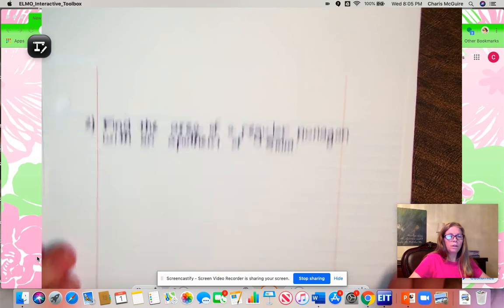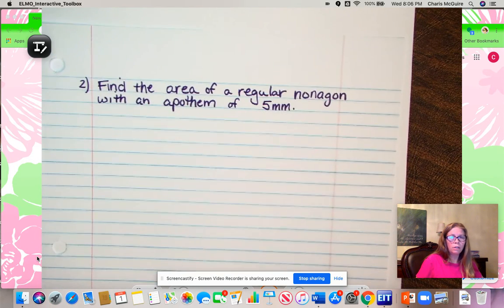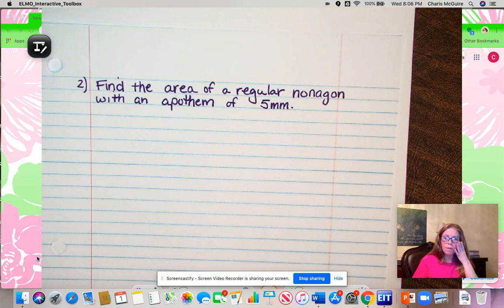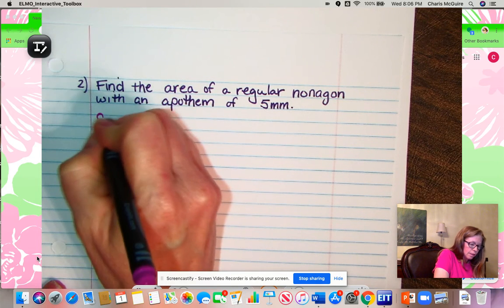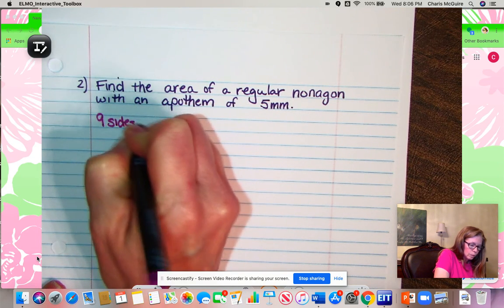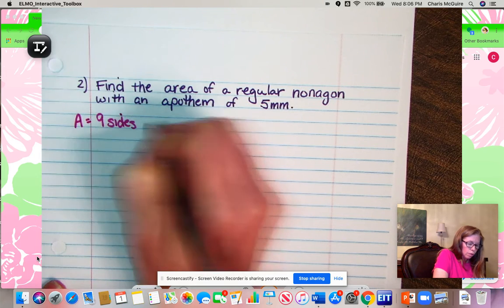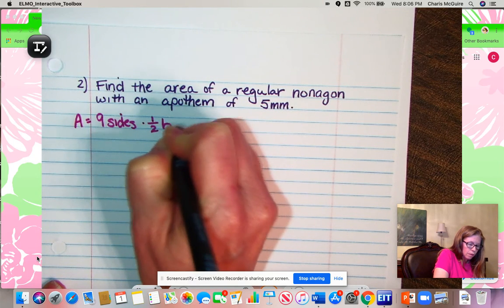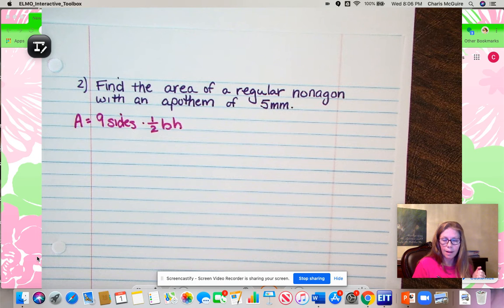Number 2, we are going to find the area of a regular nonagon with an apothem of 5 millimeters. All right, so nonagon. How many sides does a nonagon have? Well, it's the only n polygon that we have, and so it does go with 9. The n sides with 9, right? So we've got 9 sides, and to find the area, we're going to multiply that by 1/2 base times height. I'm using this one. It's my favorite.